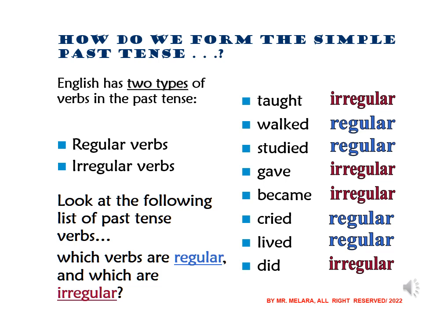Look at the following list of past tense verbs. Which verbs are regular and which ones are irregular? Taught, irregular. Walked, regular. Studied, regular. Gave, irregular. Became, irregular. Cried, regular. Lived, regular. And did, irregular.